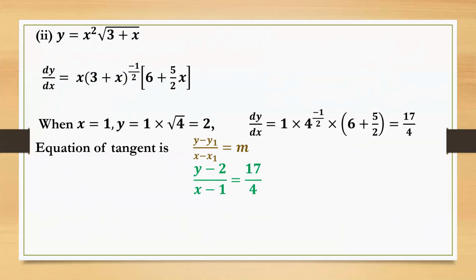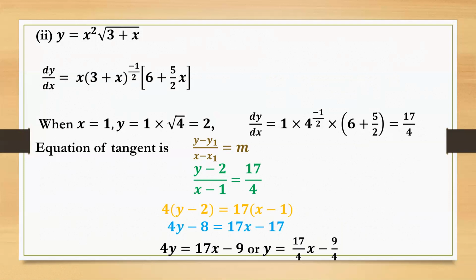Replacing the coordinates 1, 2 and using gradient 17 over 4. Cross multiplying, expanding the brackets and simplifying will give me as equation of tangent either 4y equal to 17x minus 9 or y equal to 17 over 4x minus 9 over 4. So this is my answer for the equation of tangent.